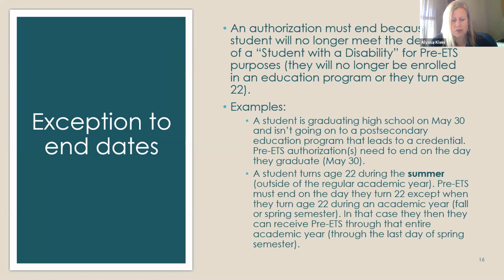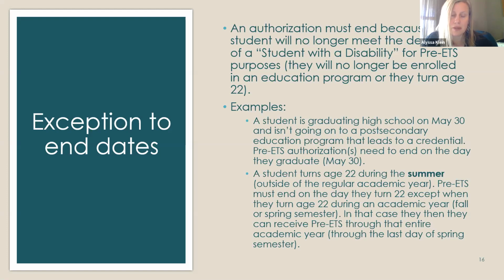Here are 2 examples. The first is a student who is graduating high school on May 30th. They are not enrolled in a post-secondary education program that leads to a credential, so that means pre-ETS services must end on their graduation day. The authorization would have May 30th as the end date.